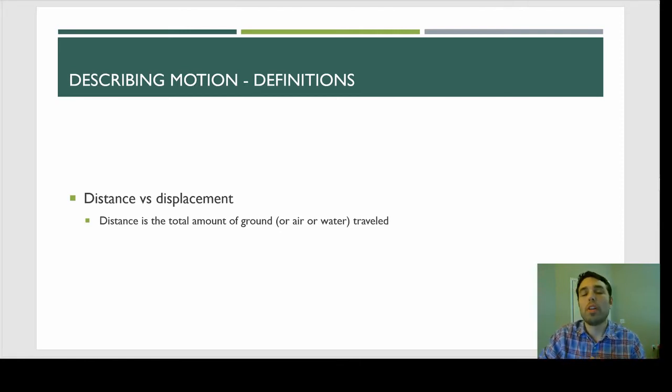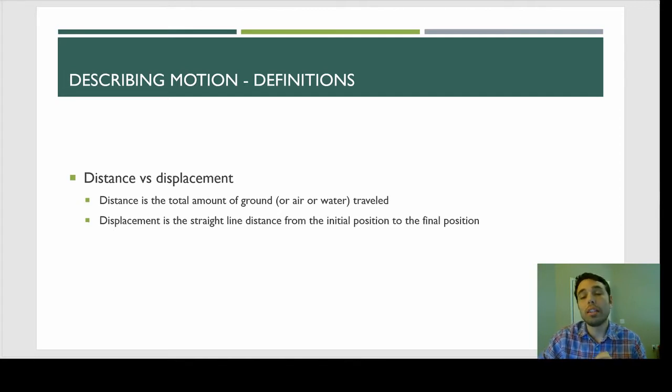But displacement is different, and this is where students can get a little confused. Displacement is the straight line distance from your initial position, wherever you started, to your final position, wherever you ended. And displacement doesn't care about what you did in between. Now, in AB Physics 1, we're really only going to focus on displacement. We don't care so much about distance. It comes up every now and then, but very rarely. So we're going to dive a little deeper here on displacement.